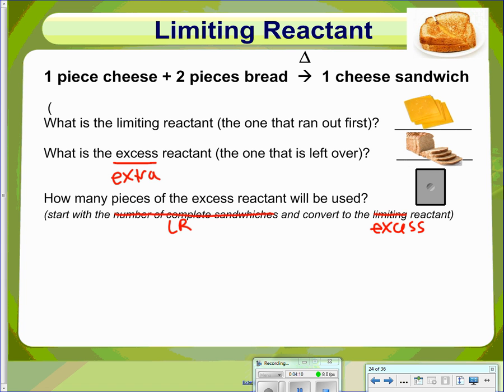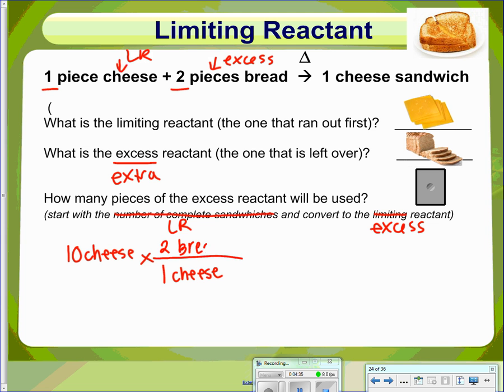So now we're going to begin with the limiting reactant, which was the 10 pieces of cheese. Okay, so the ratio between cheese and the excess reactant, so if this one's limiting and this one's an excess, is 1 cheese for every 2 pieces of bread. So what I end up finding out is I'm going to use 20 pieces of bread. Okay, so that's how many will be used. 20 pieces.